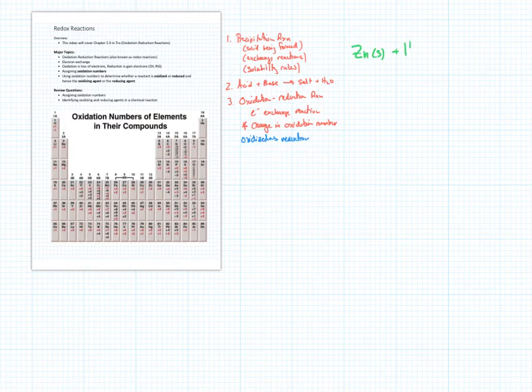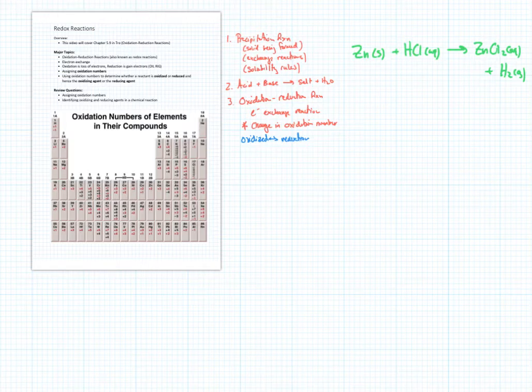So we have zinc metal and hydrochloric acid react together to form zinc chloride plus hydrogen gas. Now, I think some of you may have done this in a lab. You take a piece of metal, you put an acid on it, and you'll start seeing some bubbles forming. That's the hydrogen gas, and then there's a corresponding salt that's also formed.